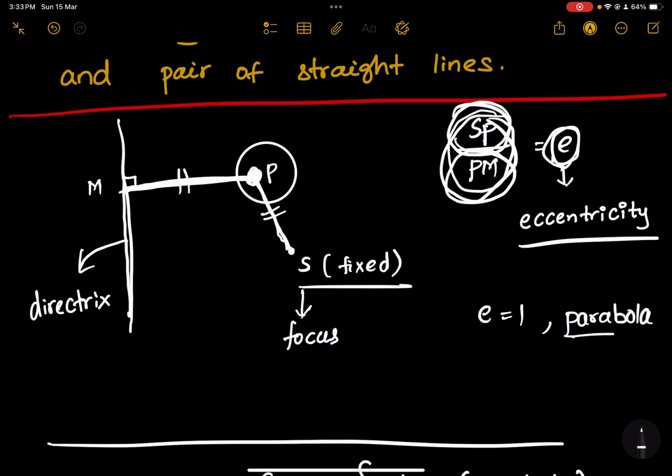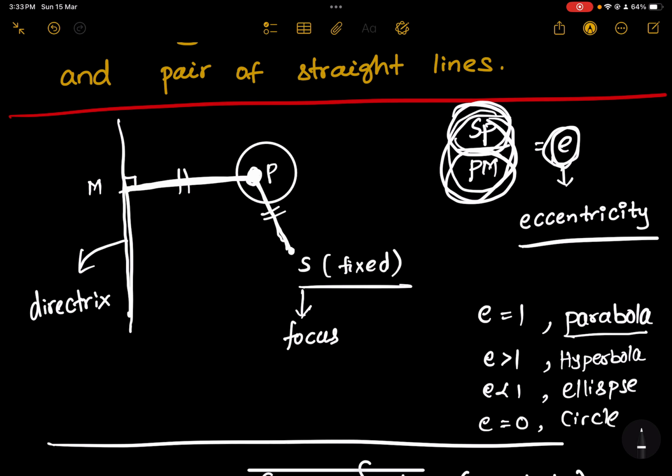If your eccentricity is 1, you'll get a parabola. If your eccentricity is greater than 1, you will get a hyperbola. And if your eccentricity is less than 1, you will get an ellipse. And if your eccentricity is equal to 0, you'll have a circle, and if your eccentricity is infinite, you will get a pair of straight lines. All right, a pair of straight lines.